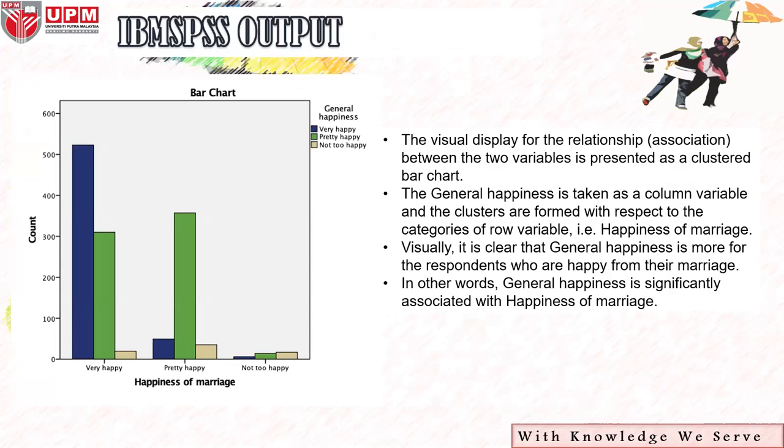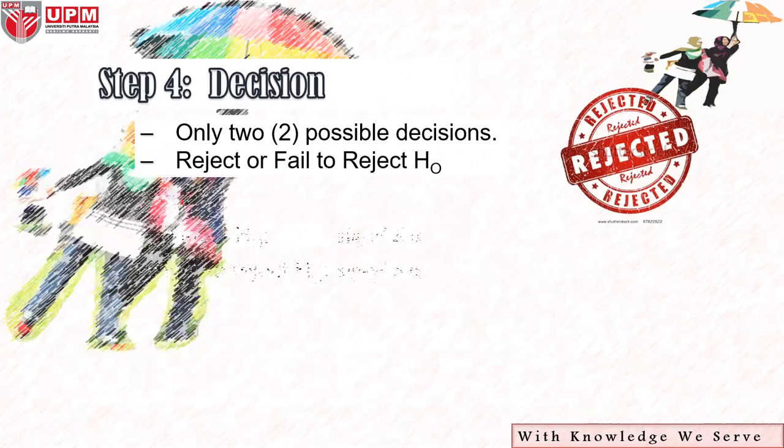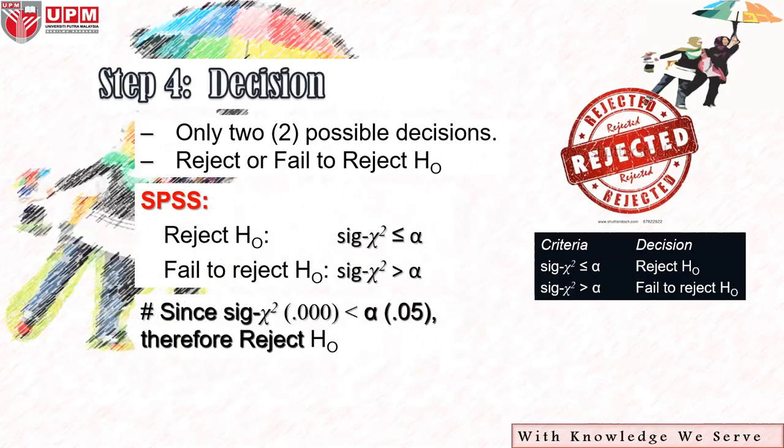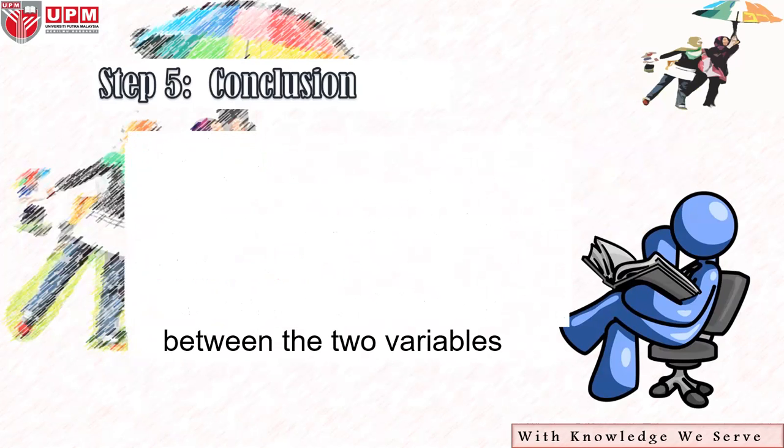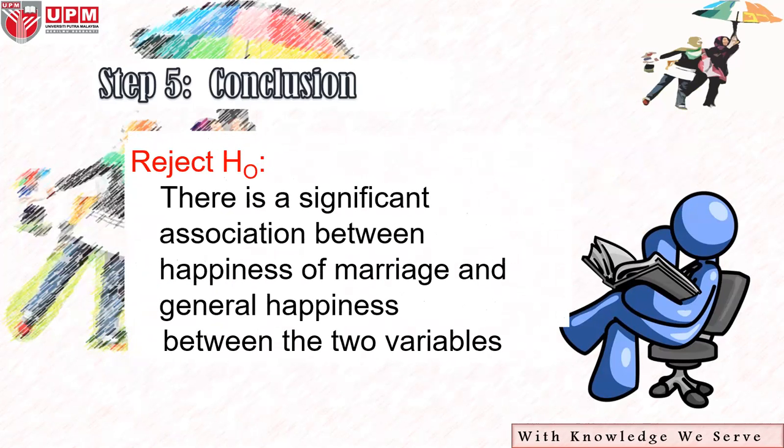Okay, so this is how to represent our output. It is easier to see in a graph like this. Okay, and then we make the decision. To make the decision, we just compare the significant value against our alpha. In this case, since the significant value of the chi-square test of independence, 0.000, is lesser than alpha 0.05, therefore we reject the null hypothesis. For the conclusion, since we reject, we can indicate that there is a significant association between happiness of marriage and general happiness. That's all for that.